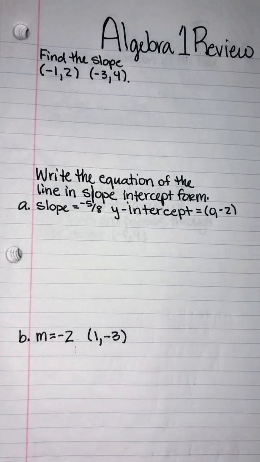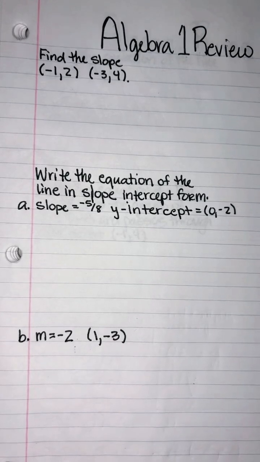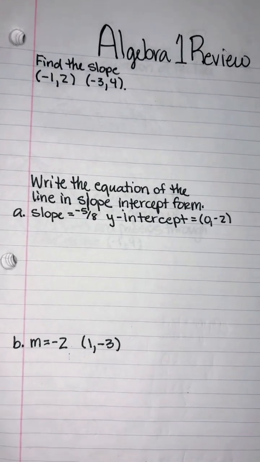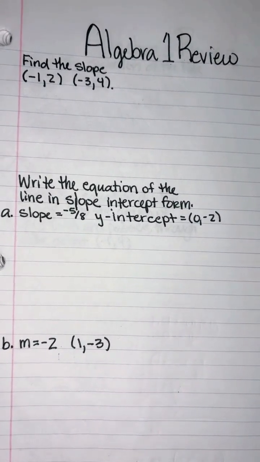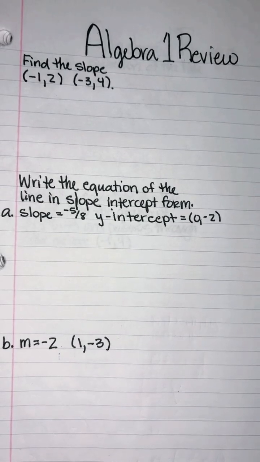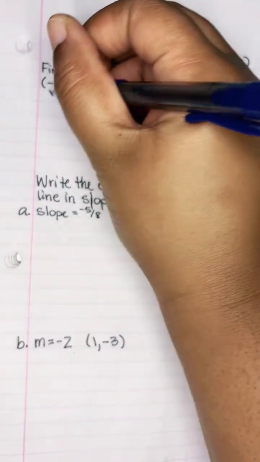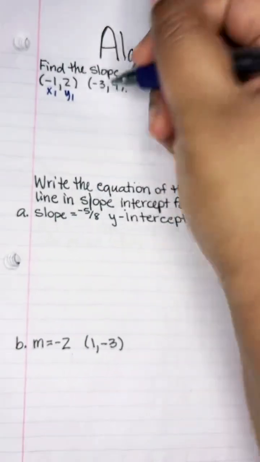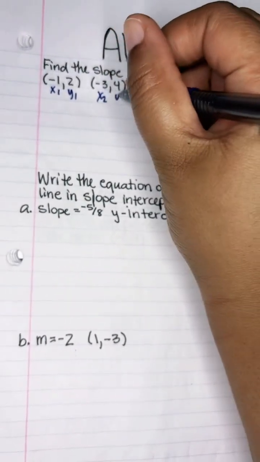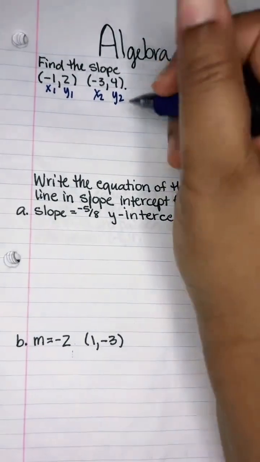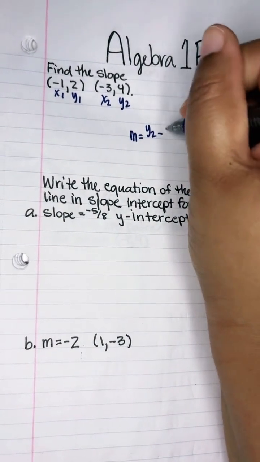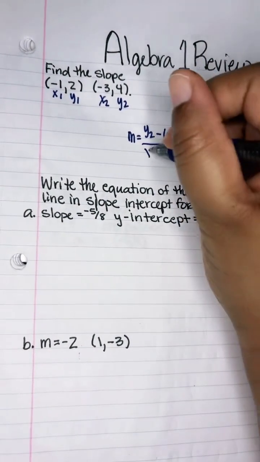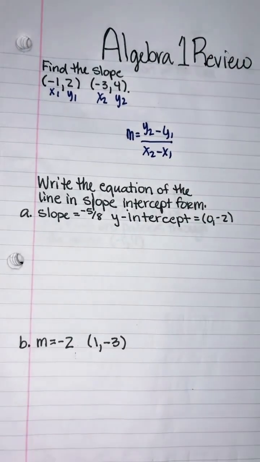Okay, let's keep it pushing. So number 1 says find the slope. All right. So we want to find the slope here. And how we find the slope when we're using 2 points is, I always tell my students label their points. This is x1, y1, and this is x2, y2. And so we can use our formula, m equals y2 minus y1 over x2 minus x1, okay?